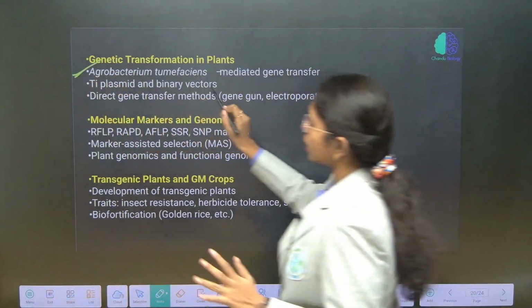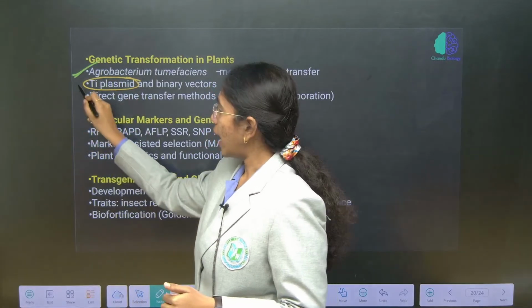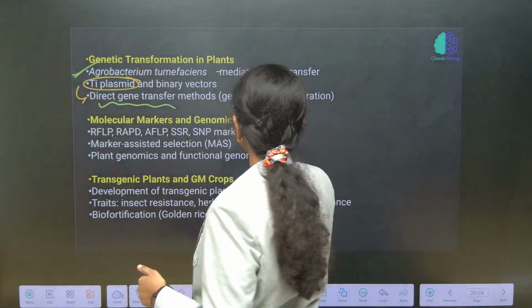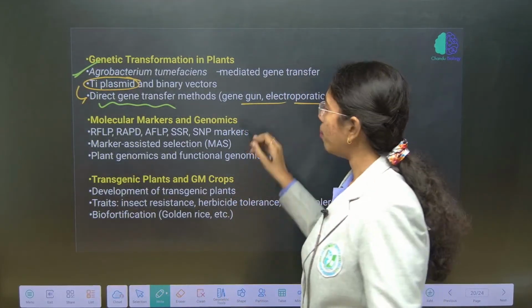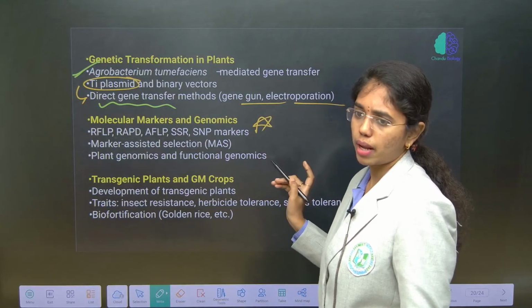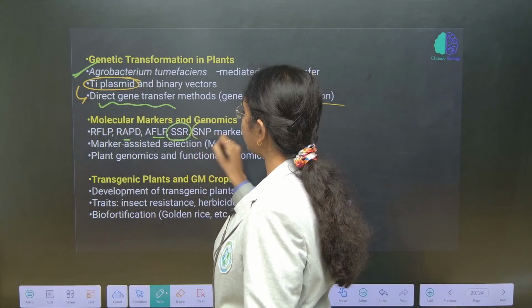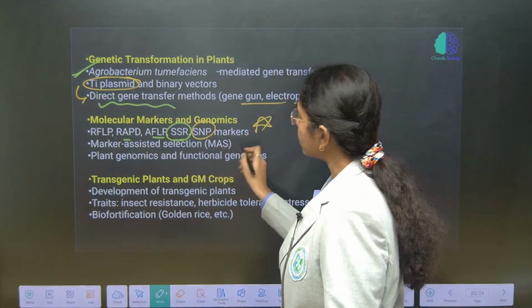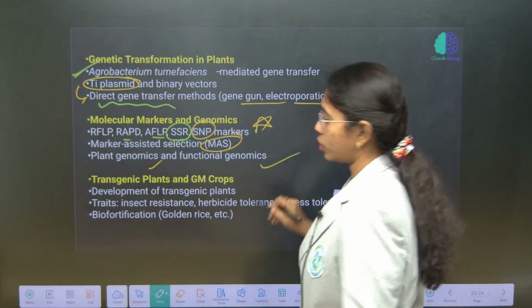A definite question we can expect: Agrobacterium tumefaciens, Ti plasmid, and highlight the direct gene transfer methods like gene gun and electroporation. Most important, molecular markers. Many times you can see PYQs on molecular markers like RFLP, RAPD, AFLP, SSR, SNP markers. Marker assisted selection is also important here. Learn about plant genomics and functional genomics.